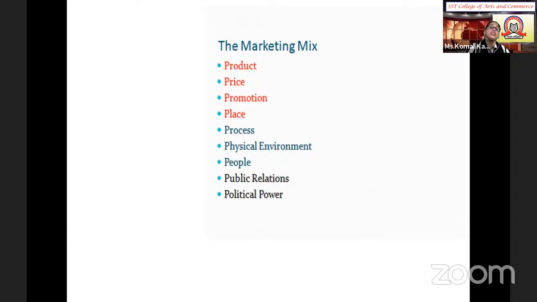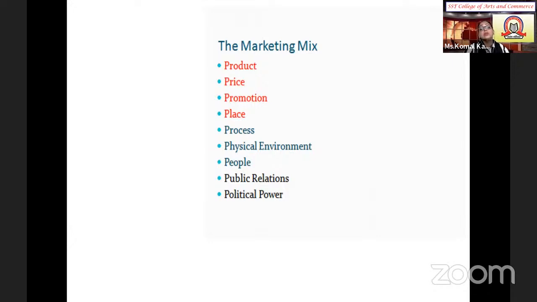It plays a very important role in the international market. When we go for international marketing, products are sold in larger quantities at minimum prices. Promotion. How do we promote? Do we consider the culture of the place or of the country where we are promoting a product? And what is the place?